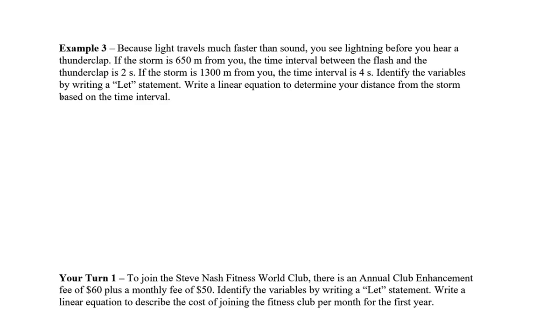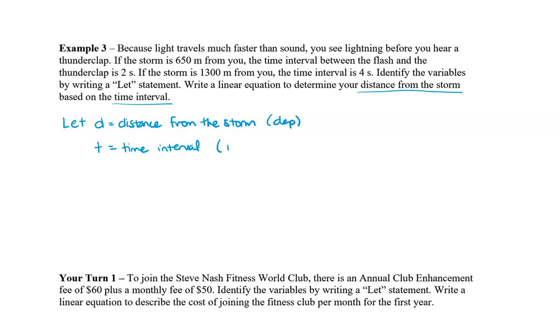So we're going to identify the variables by writing a let statement, and we're going to write a linear equation to determine the distance from the storm based on the time interval. So this will help us to find our let statement. We're going to let d be the distance from the storm, and then we're going to let t be the time interval. Now, because it says to write an equation with a distance based on the time, we know that the distance is the dependent and the time is the independent. One little hint, you'll notice that there are 4 numbers and they come in pairs. 650 matches with 2, 1,300 meters matches with 4 seconds.